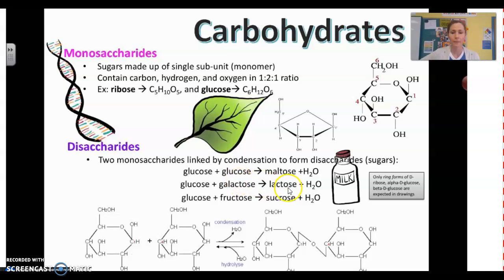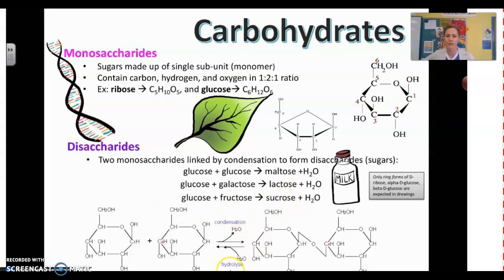So when we have 2 glucoses coming together, we form maltose. Glucose and galactose, which is another monomer of sugar, form lactose, and this is milk, guys. So if you're lactose intolerant, it's because your body can't process lactose into galactose and glucose, which your body then can use as energy. So your body struggles with breaking down this sugar into these 2 sugars. Glucose and fructose form sucrose, which is our table sugar that we know of.